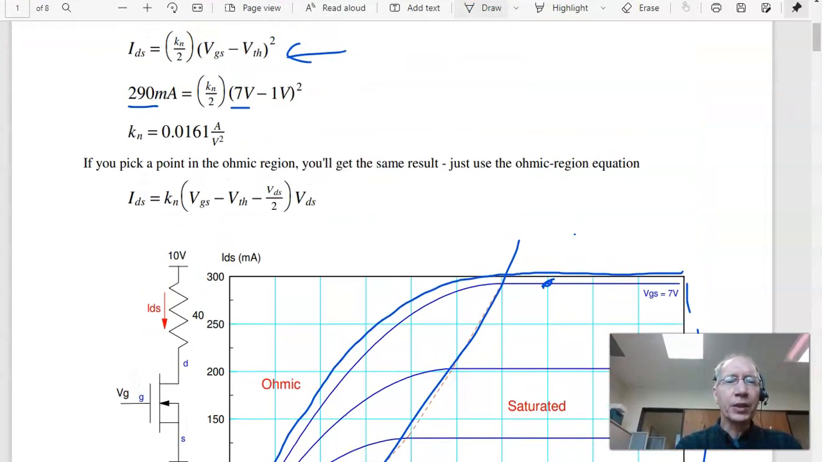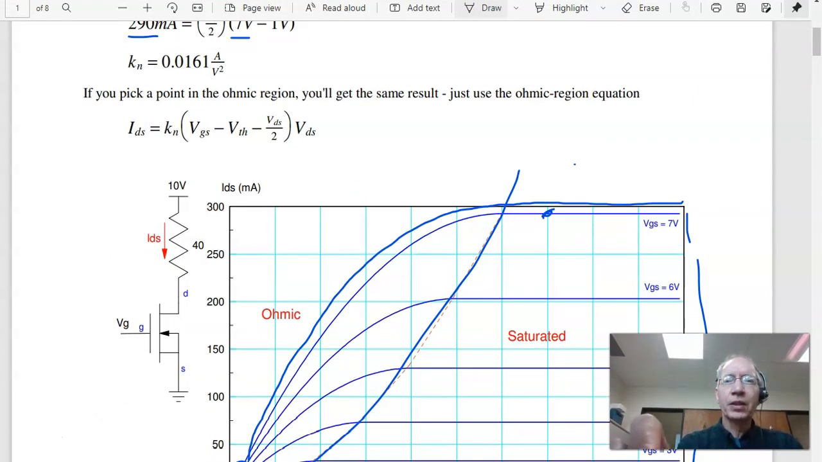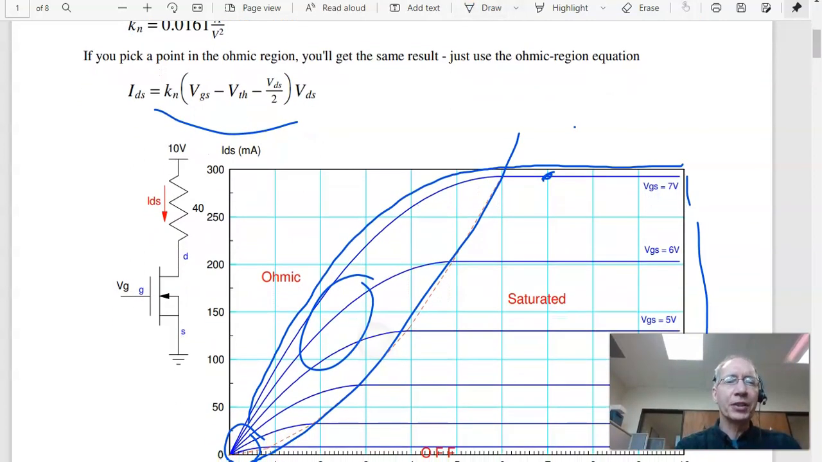Second way is you could also pick a point in the ohmic region over here. If you do that, just make sure you use the correct equation, the equation in the ohmic region, and you'll get the same answer.